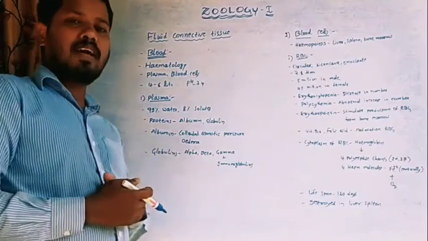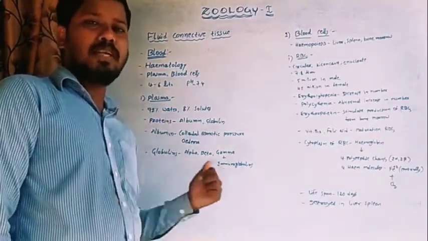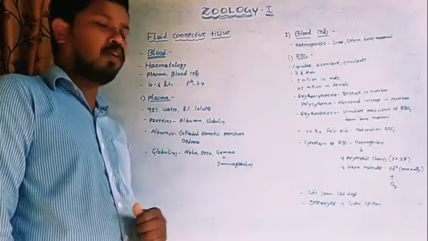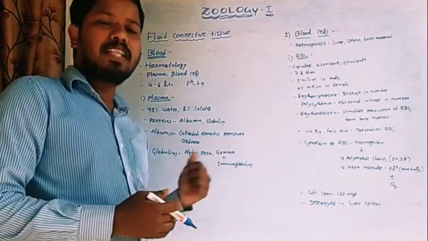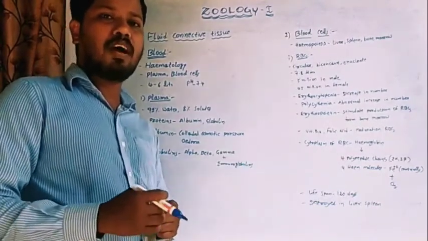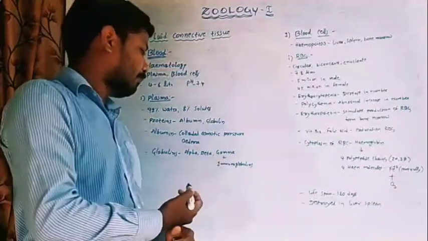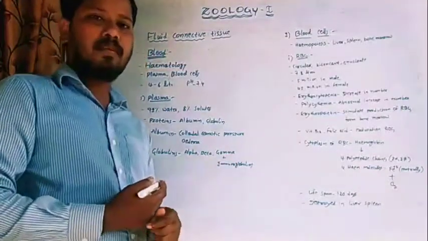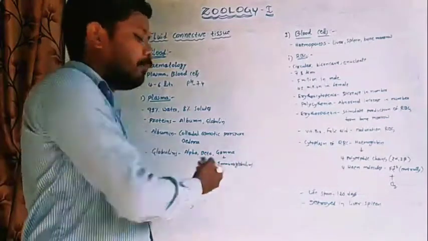Globulins are divided into 3 types: alpha globulins, beta globulins and gamma globulins. Gamma globulins are the antibodies, which are called immunoglobulins. Gamma globulins produce antibodies, and these antibodies are called immunoglobulins.